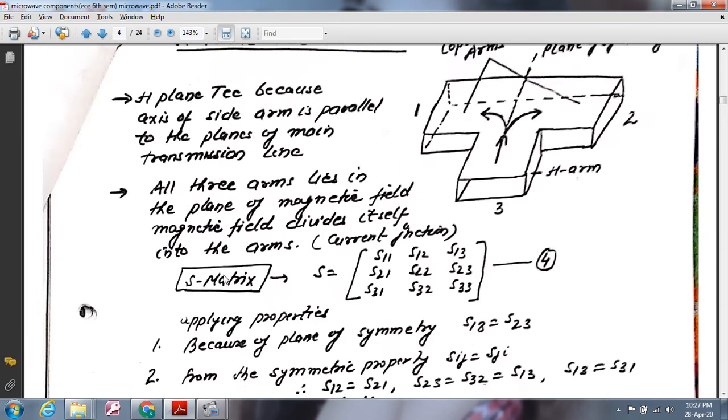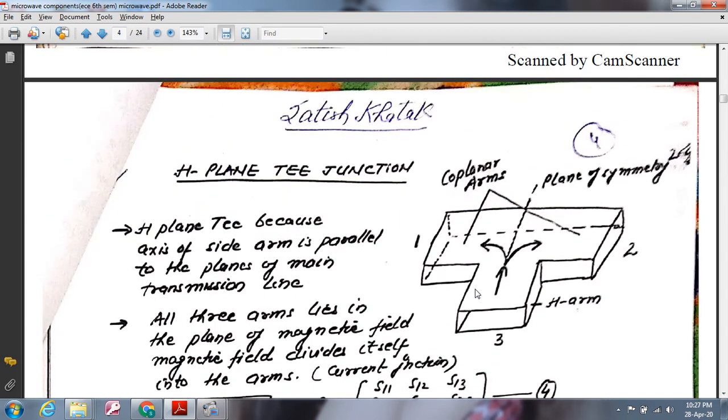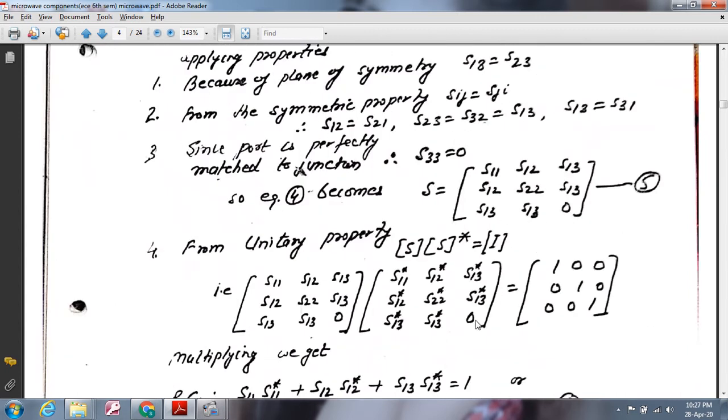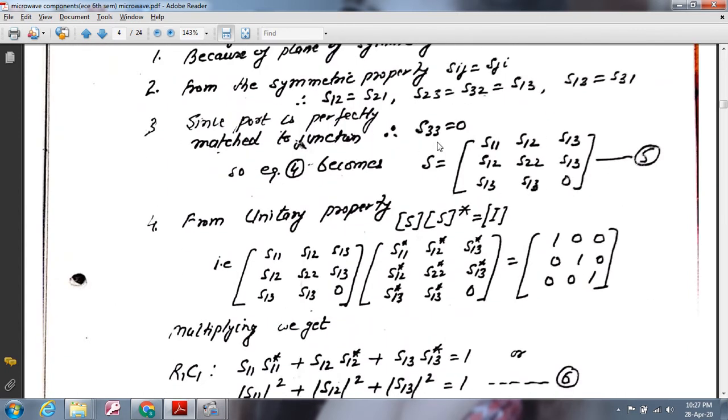Now let us assume this is port number 3, or H port. If I assume this port is a perfectly matched port, then there will be no reflection coming if I connect the source at port number 3 and see the reflection at port number 3 itself. Then S33 will be 0, which one can see from this equation. Because of the matched port, this S33 will be 0.